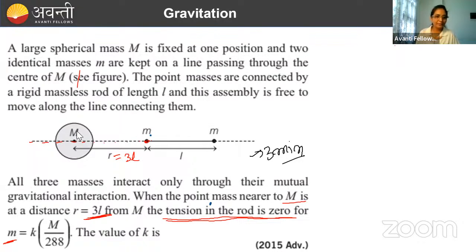What does it mean? If tension in the rod is 0, when will it be 0? Suppose you have a rod and there are 2 persons of equal masses, and they are applying force on this rod in such a way that tension is remaining 0. When will it be possible? Suppose there is a rod, and if one person is pulling it from here and another person is pulling from here, then definitely you will be experiencing some sort of tension in it. But just consider a case where this person is just applying force on the rod in this direction.